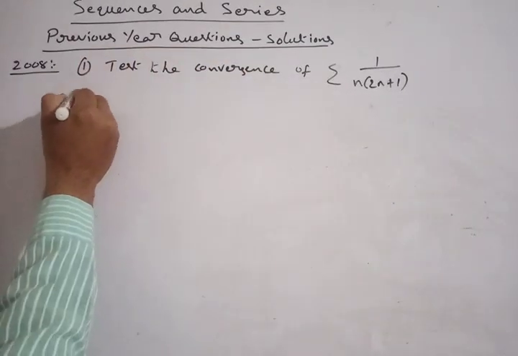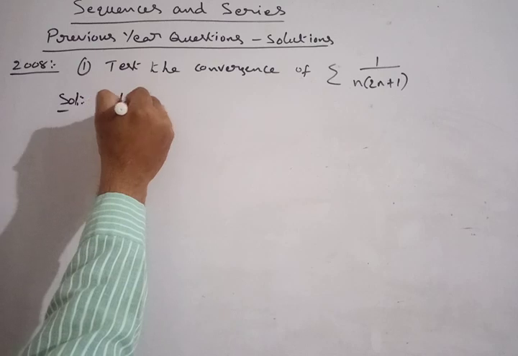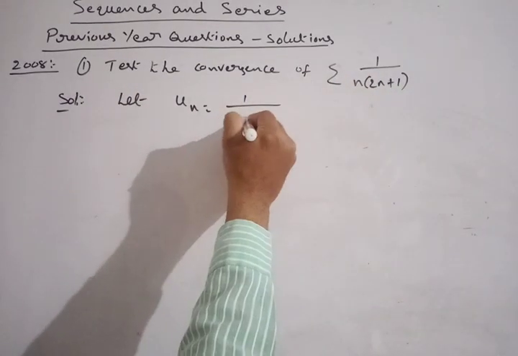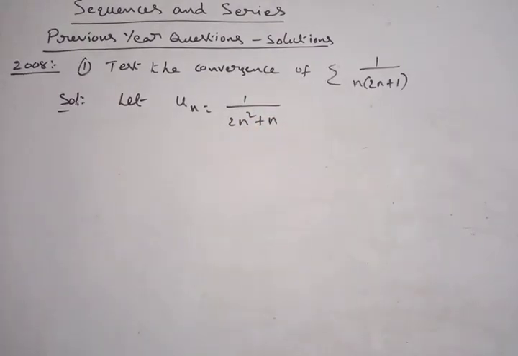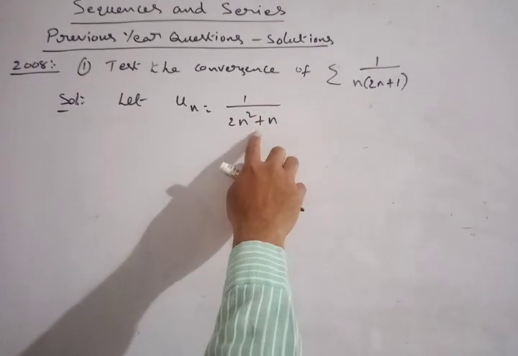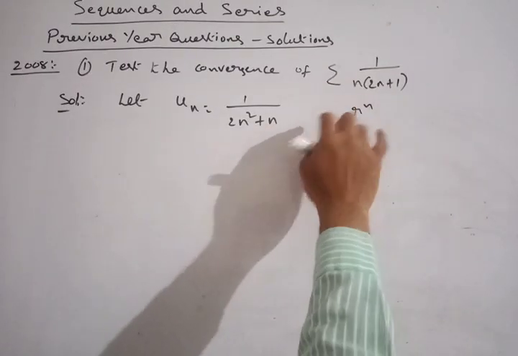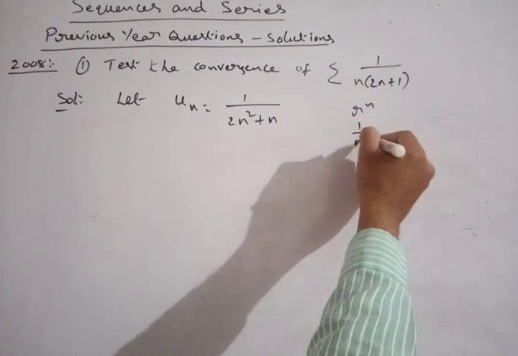So how to solve here? First of all, see what we have to do first. Let un is equal to 1 by n(2n plus 1), multiply this out: 1 by 2n square plus n, right? So which test is it? It is not in the form of the geometric test, r power n. You need to check that. It is not in the form of r power n. It is not in the form of 1 by n power p.